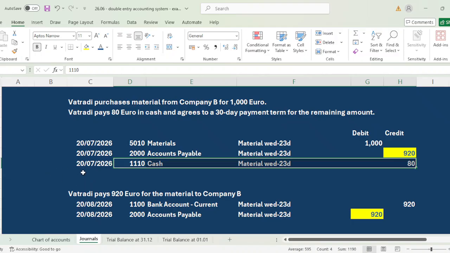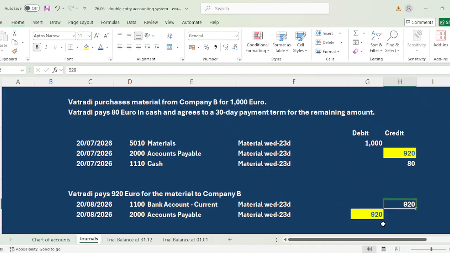After 1 month, I pay the remaining and I use the bank. So I have the bank in credit and I have accounts payable in debit. And as you can see, the accounts payable has completed its job because it was in credit the 20th of July when I recorded the invoice and is in debit the 20th of August when I pay the remaining. So this is my example to explain how an accountant records a transaction inside the system by using the double entry accounting system.